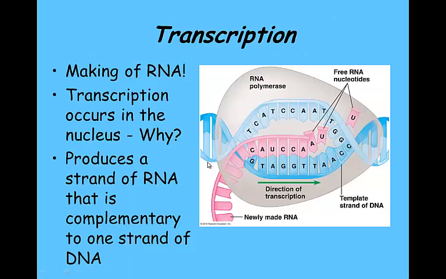So let's start with transcription. Transcription is the making of RNA. It occurs in the nucleus, and I asked the question why. I want you to think about it: it has to occur in the nucleus because we're starting with DNA, and DNA doesn't leave the nucleus. So what we're going to do is produce a strand of RNA that's complementary to one of the two strands of DNA, and it's done with the help of an enzyme. This enzyme here, RNA polymerase, is the enzyme that's required in order for transcription to occur.